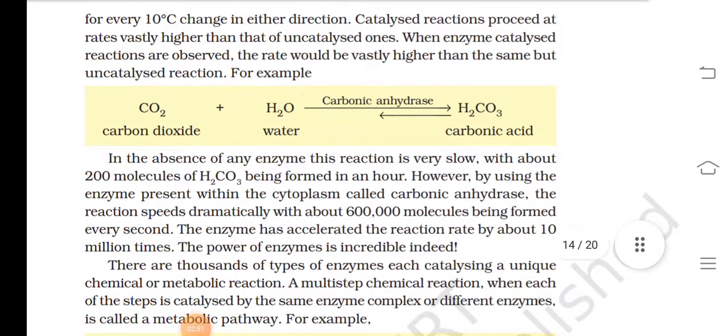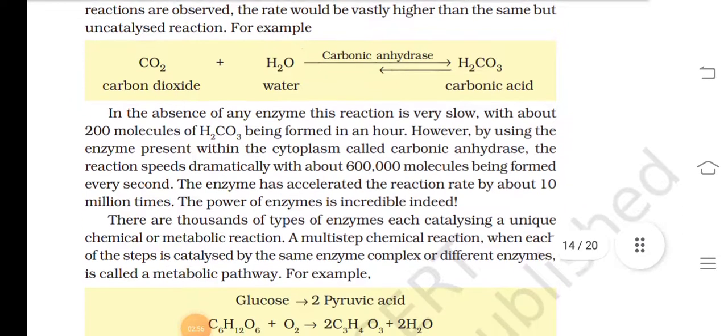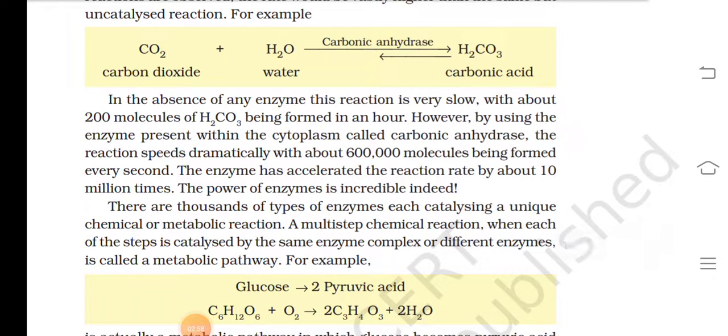When enzyme-catalyzed reactions are observed, the rate would be vastly higher than the same but uncatalyzed reaction. For example, in the absence of any enzyme, this reaction is very slow, with about 200 molecules of carbonic acid, H2CO3, being formed in an hour. However, by using the enzyme present within the cytoplasm called carbonic anhydrase, the reaction speeds up dramatically, with about 6 lakh molecules being formed every second. The enzyme has accelerated the reaction rate by about 10 million times. The power of enzymes is incredible indeed.